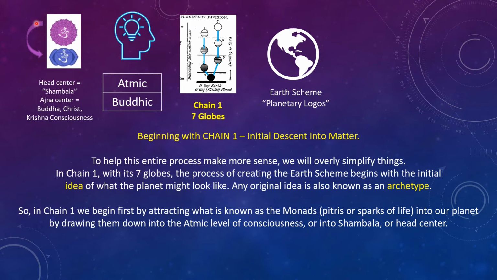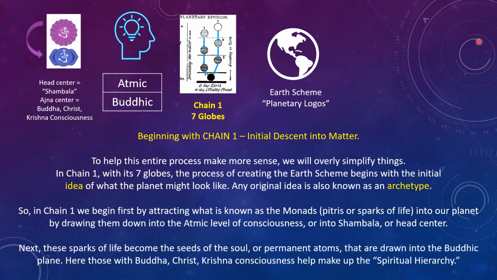We're on the descending process, so we're also creating actually 2 chakras within chain 1. The next chakra is where the sparks of life, the monads or pitris, become the seeds of the soul or the permanent atoms that are drawn down into the Buddhic plane.